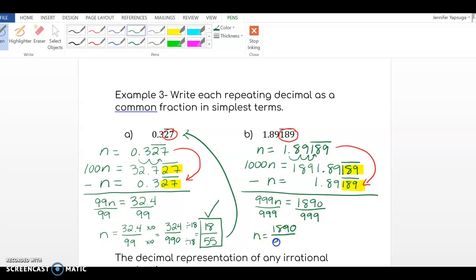1,890 over 999. And I need to simplify this, and this can be simplified by 27. And again, if you don't see the 27 right away, you could divide by 3 and then divide by 9. And then you could get an answer of 70 over 37. So we have our answer, and again, just check with your calculator. 70 divided by 37 does in fact give you the original decimal representation, so you can put a check next to it to know that you did it correctly.